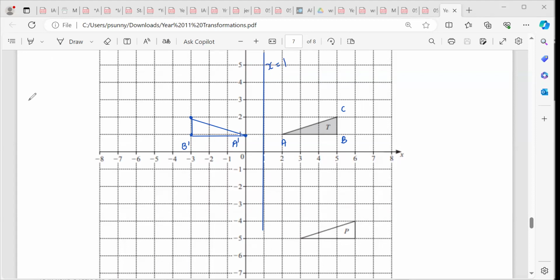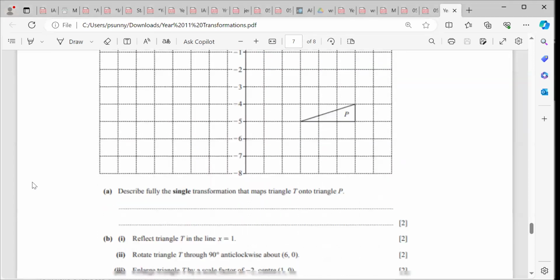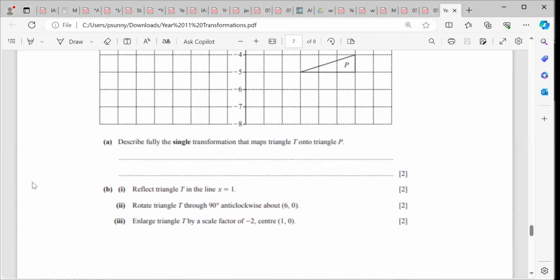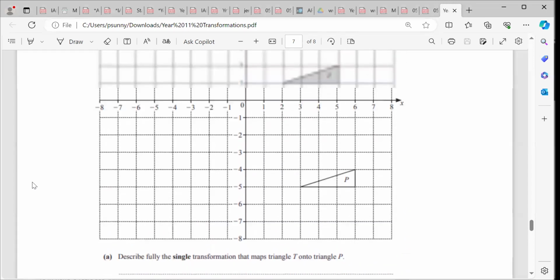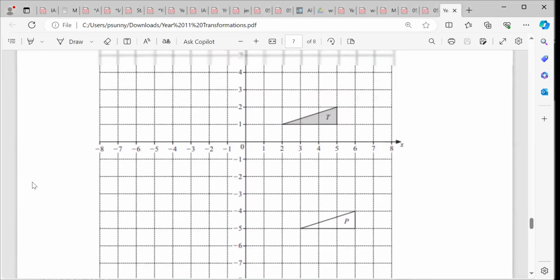Moving on to the next one here. Rotate triangle T through 90-degree anti-clockwise about 6, 0. So 90-degree anti-clockwise, 6, 0.